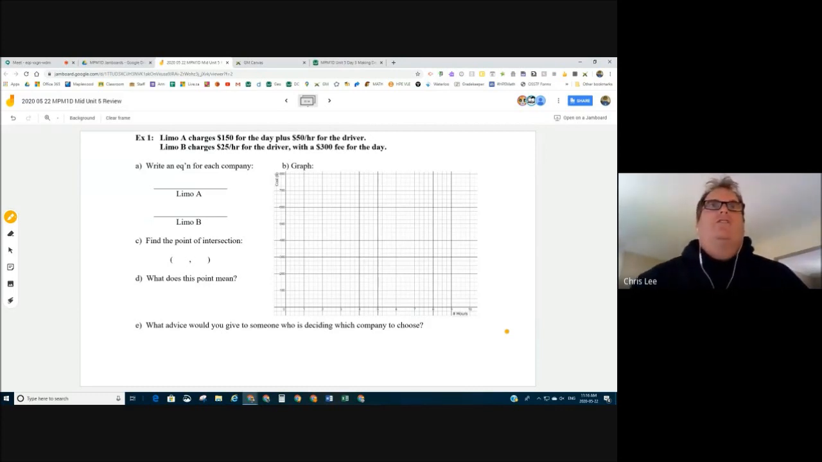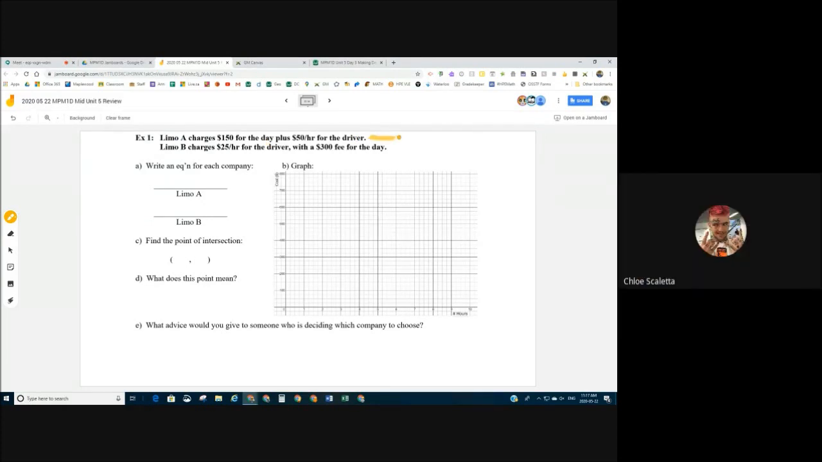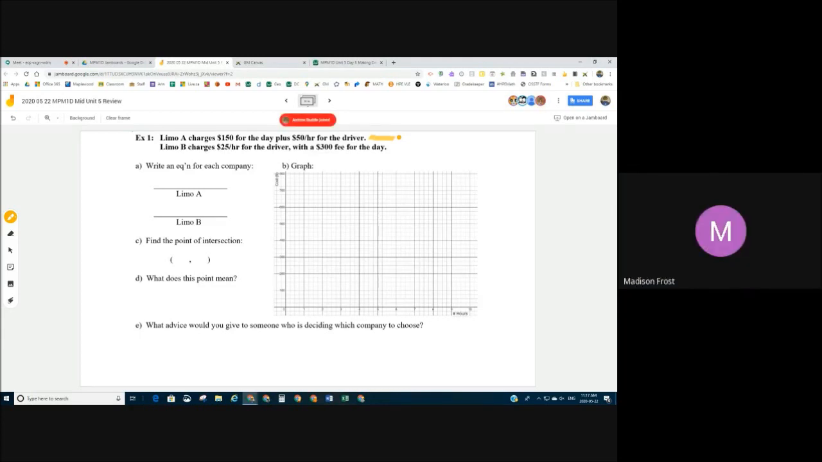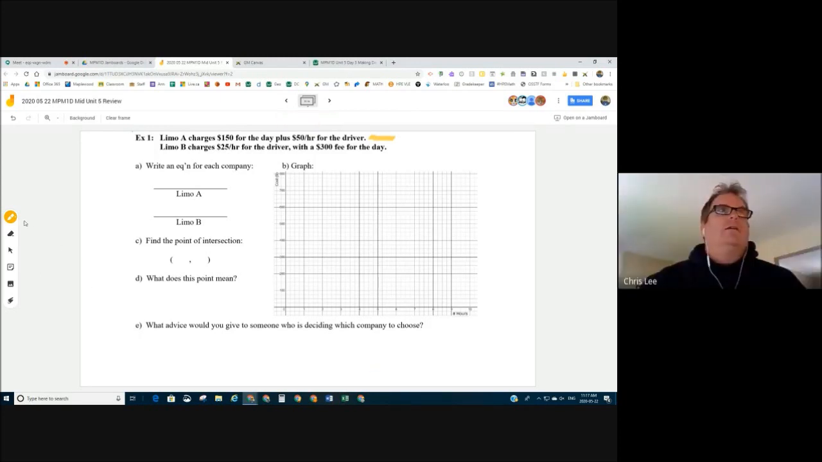So in this one, we've got a limo A charges $150 for the day plus $50 per hour for the driver. Limo B charges $25 an hour for the driver and $300 for the day. So can someone unmute themselves and tell me what they think the equation is for limo A? So 150 for the day plus 50. Would it be 50x plus 150? Okay, it sounded like someone said 50x plus 150. Do other people agree? Yes, yes. Yeah. Okay. All right. Good.